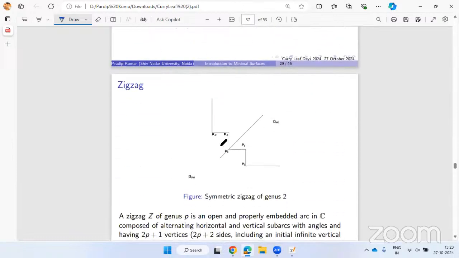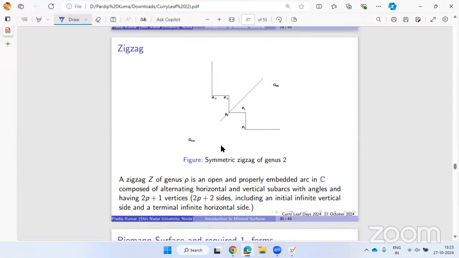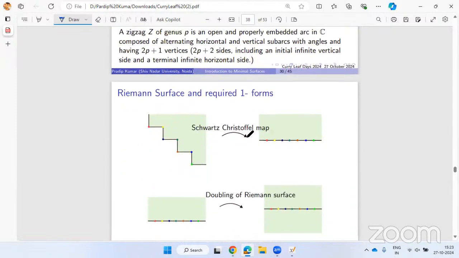A lot of pictures I made, and then I thought that I will explain a classical, very nice technique to explain how to find the recent examples of the minimal surface, how people find the recent examples of the minimal surface.